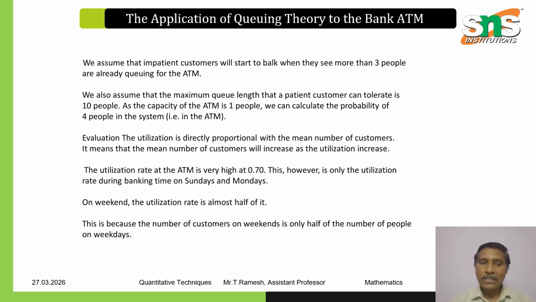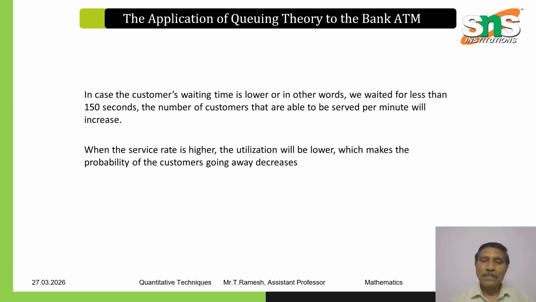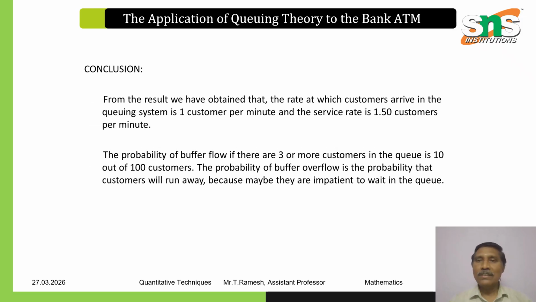This, however, is only the utilization rate during bank time on Sundays and Mondays. On weekends, the utilization rate is almost half of it. This is because the number of customers on weekends is only half the number of people on weekdays. So in case the customers' waiting time is lower, in other words, we waited for less than 150 seconds, the number of customers that are able to be served per minute will increase. When the service rate is higher, the utilization will be lower, which makes the probability of the customers going away decrease. So using all this, what are the conclusions?